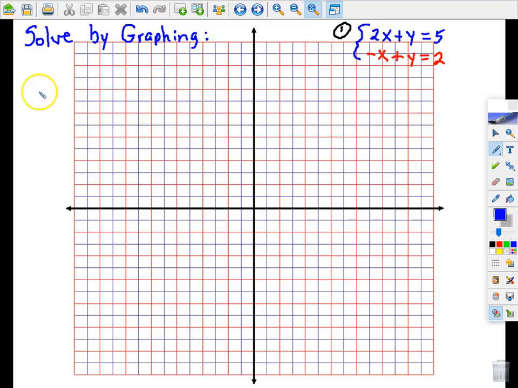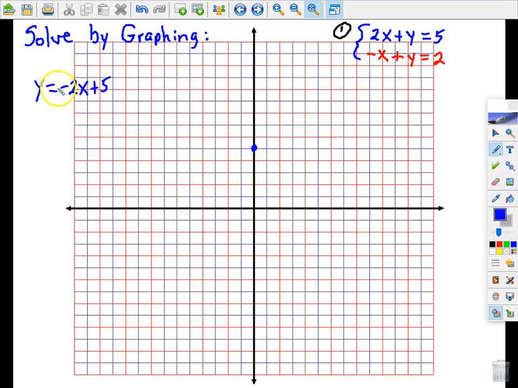So this blue equation, I need to solve it for y, and so that means I'm going to have to subtract 2x from both sides. So hopefully we've done enough of these to where you don't really have to see a lot of individual steps. So that is my blue equation, solved for y, or in other words, that is the slope-intercept form. 5 is the y-intercept. So there's 5 on the y-axis.